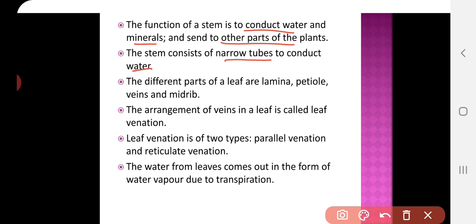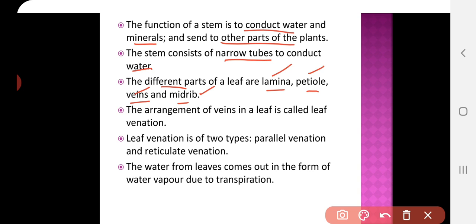Next, the different parts of a leaf are lamina, petiole, veins and midrib. Lamina is the broad green portion of a leaf. Petiole is the portion where the leaf is attached to the stem. Veins are the lines in the leaf, and the midrib is the middle line present in the center of the leaf.